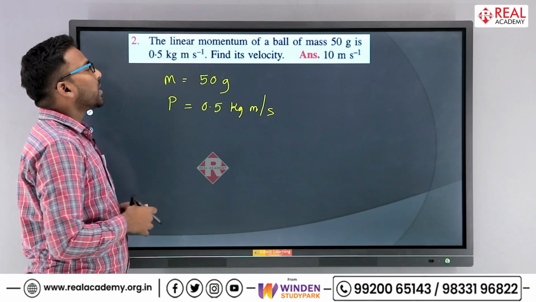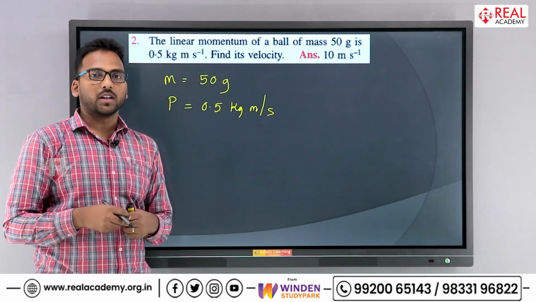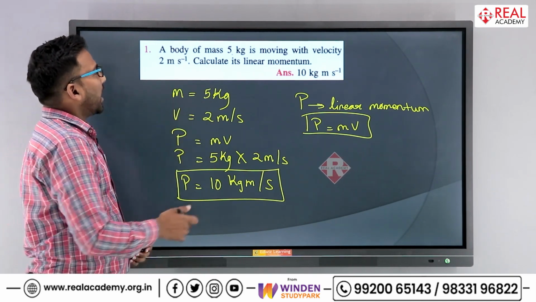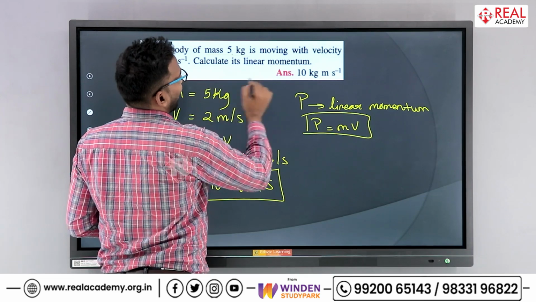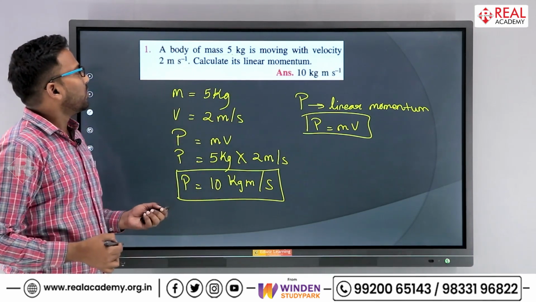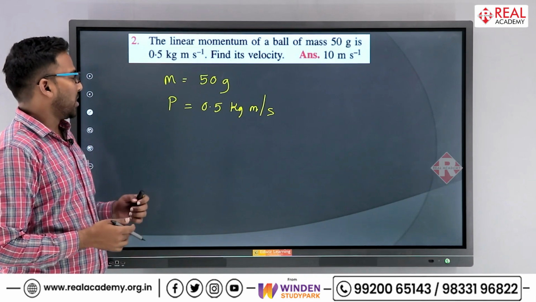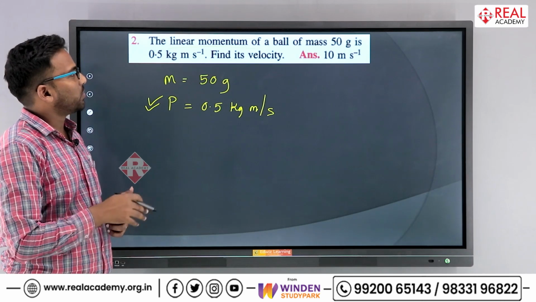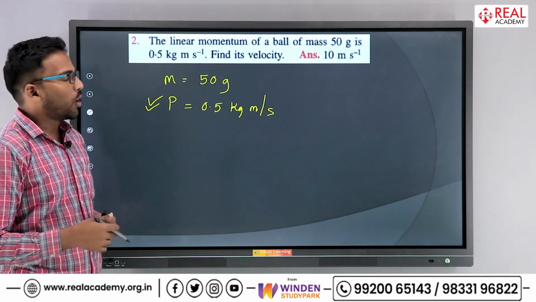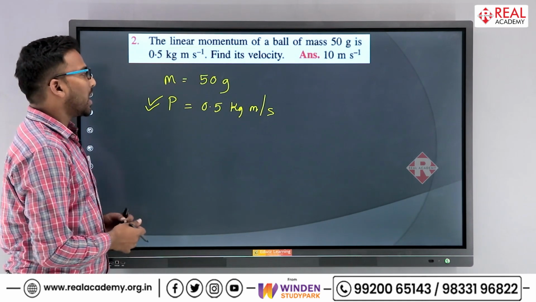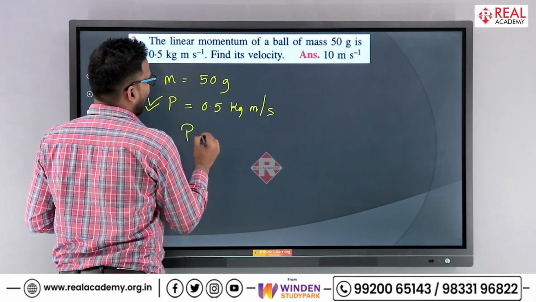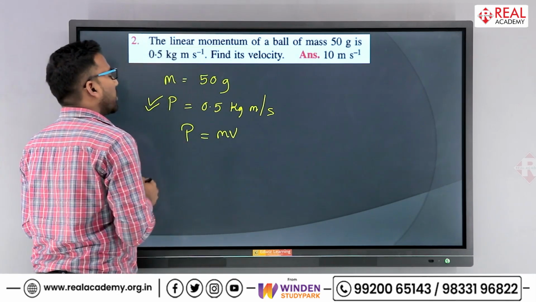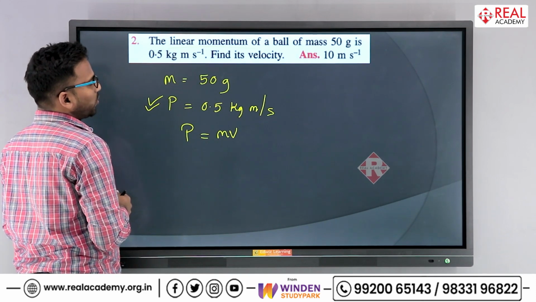Okay, and now they are asking us to find its velocity. Earlier they asked us to find linear momentum and gave us the data like mass and velocity. But now instead of asking linear momentum, they have provided the linear momentum and are asking us to find velocity. How to do this sum? Similar to the last sum, just apply the linear momentum formula, that is, linear momentum is nothing but mass into velocity.